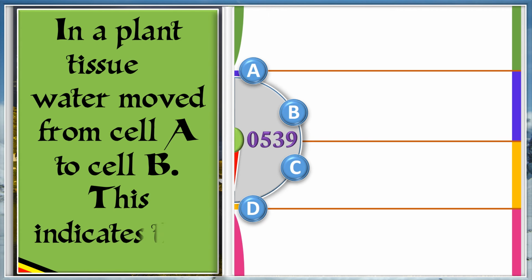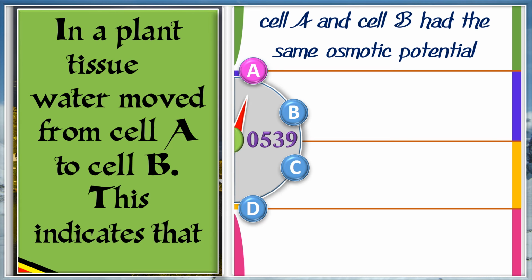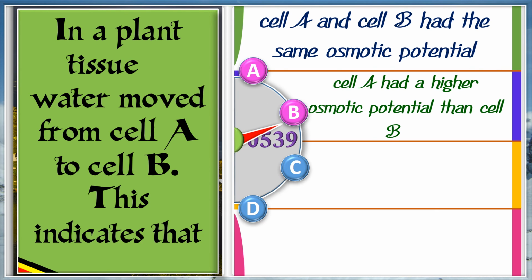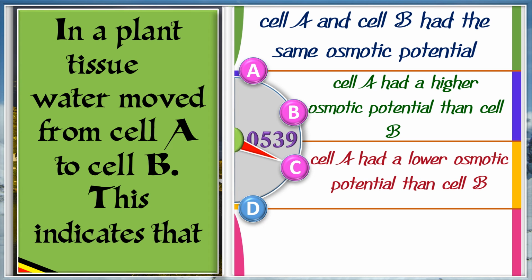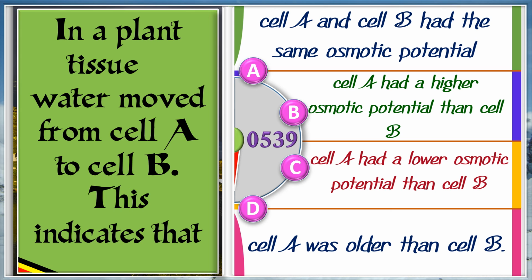In a plant tissue, water moved from cell A to cell B. This indicates that A. Cell A and cell B had the same osmotic potential. B. Cell A had a higher osmotic potential than cell B. C. Cell A had a lower osmotic potential than cell B. D. Cell A was older than cell B. And the answer is C. Cell A had a lower osmotic potential than cell B.